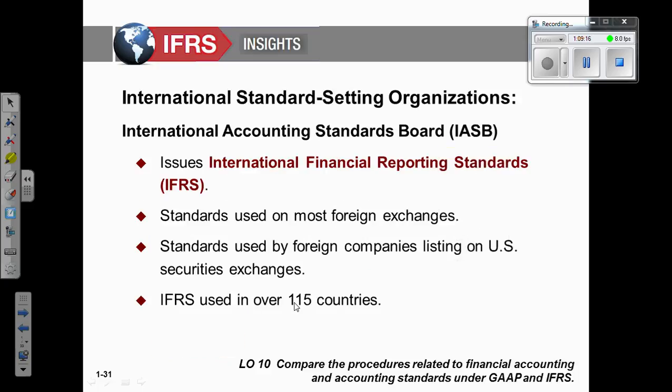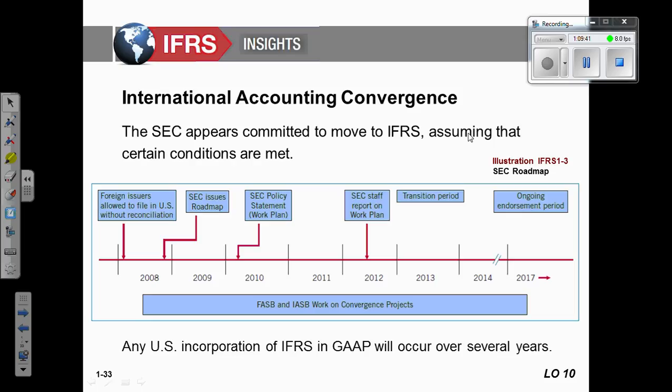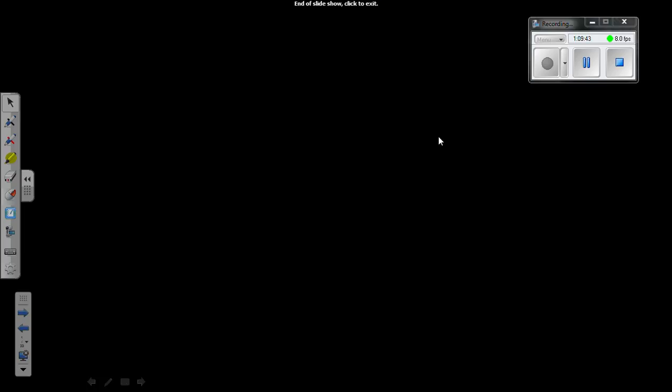Can you believe IFRS is used in over 115 countries and we're one of the few that don't? Us and Russia. That's a good company to keep. But anyway, and China doesn't either. Okay, standards used by foreign companies listed in U.S. securities exchanges. You can do either one or both now. I mentioned that before. Types of pronouncements, I guess. That's their pronouncements. So, enough of that. Okay, the convergence project we talked about.